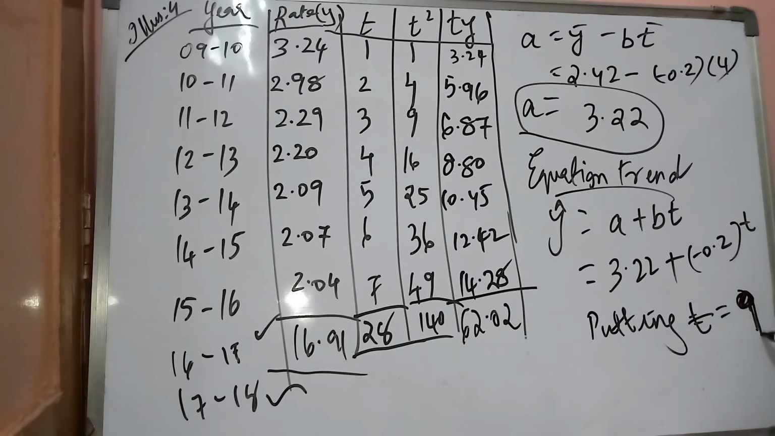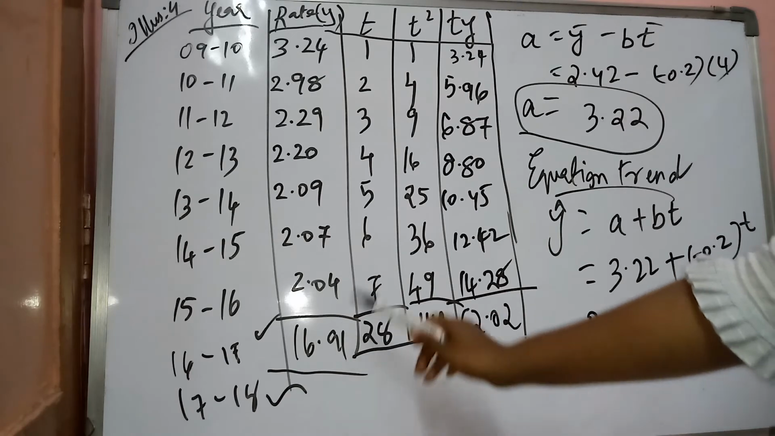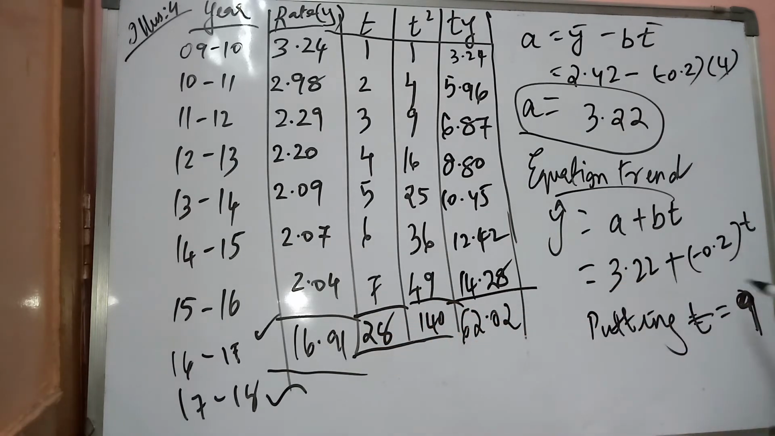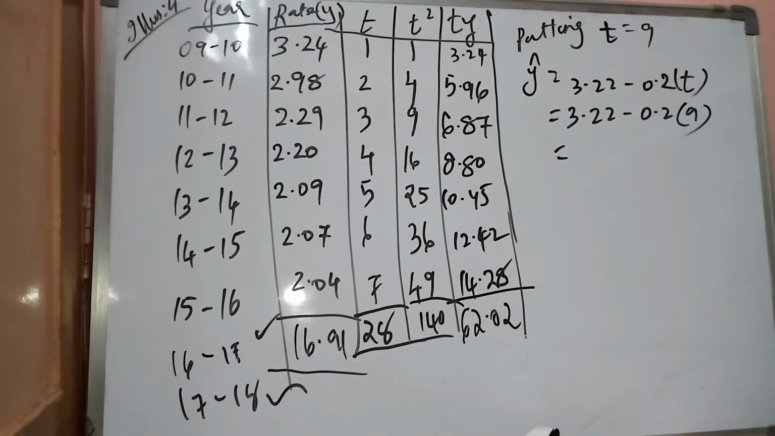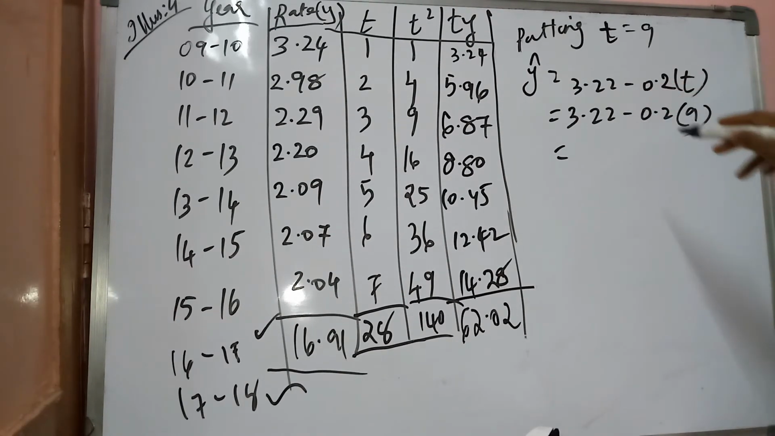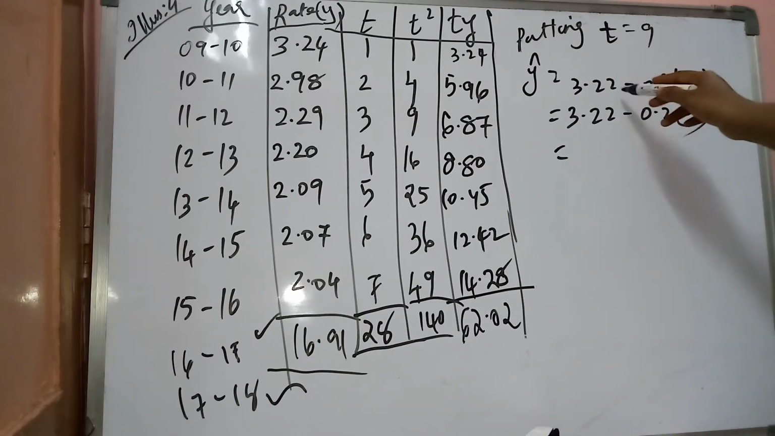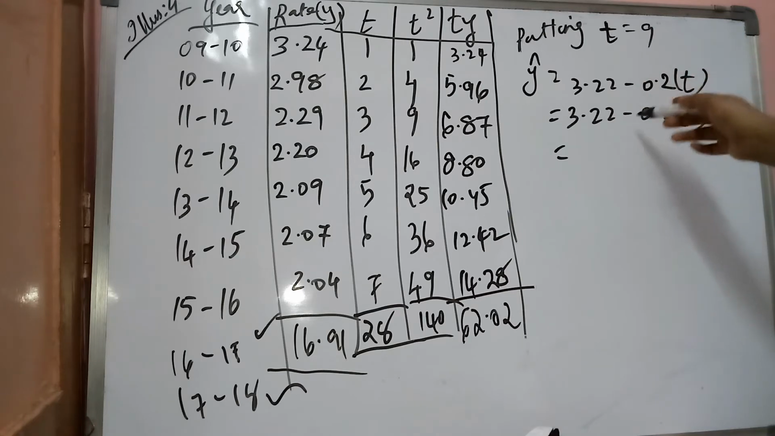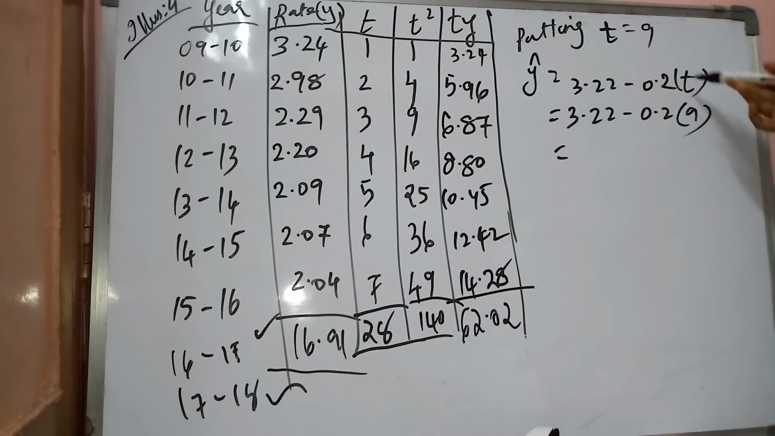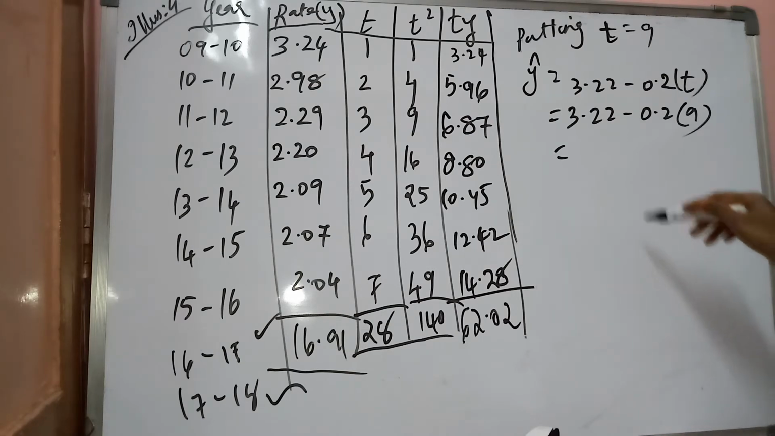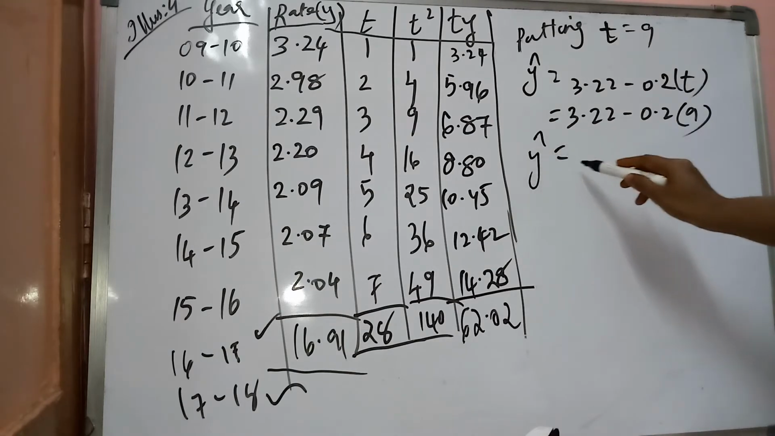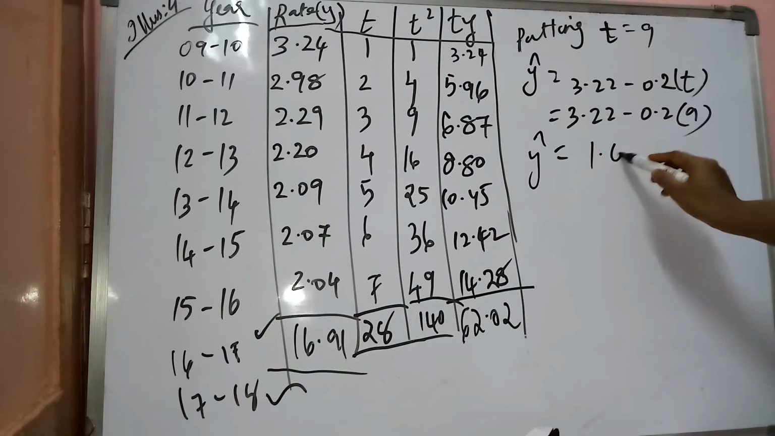Because for 17, 18 we want. Okay, so after 7, 8, 9 like this. So what you have to do is put the value T equals 9 in Y cap equals A plus Bx. So your B is minus 2, that is plus minus minus, that is why I have written minus 0.2 into T, then T value is 9. So just multiply it, your final answer would be like this, Y cap is equals to 1.62.